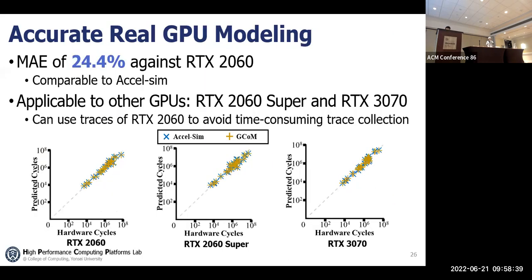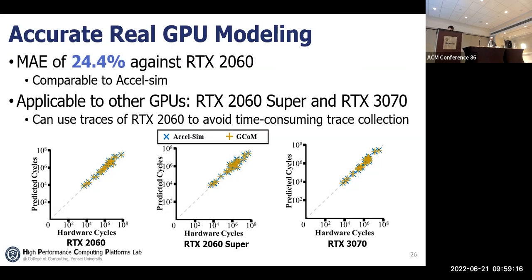Ultimately, a GPU analytical model should faithfully reflect the performance characteristic of a real GPU. In this sense, we validated GCoM against NVIDIA RTX 2060, 2060 Super, and 3070 GPU. The results show that GCoM achieves a mean absolute percentage error of 24.4% against RTX 2060, which is comparable to the Excel sim. The cycle correlation against real GPUs is also similar to the cycle correlation of the Excel sim.